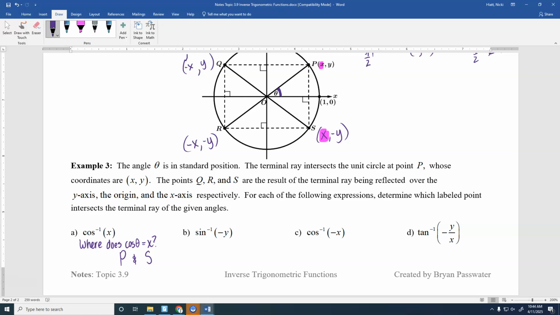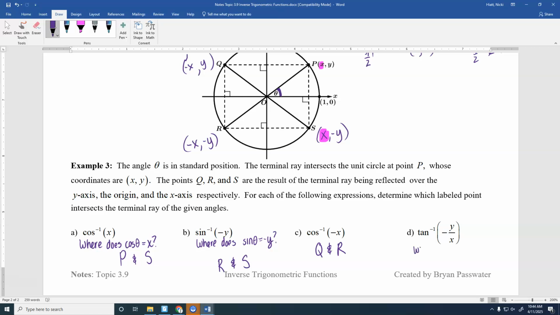Okay, so whenever we see B, it's saying where does sine of theta equal negative y? What points is that one going to be? R and S. So C is saying where does cosine equal negative x? What are our points going to be for that one? Q and R. Last one's the trickiest because tangent's not on the circle.